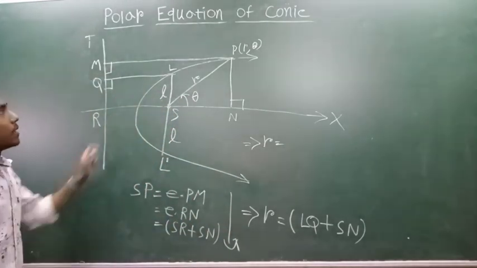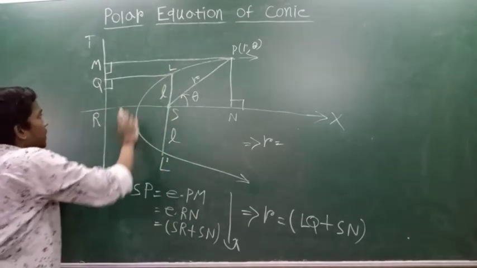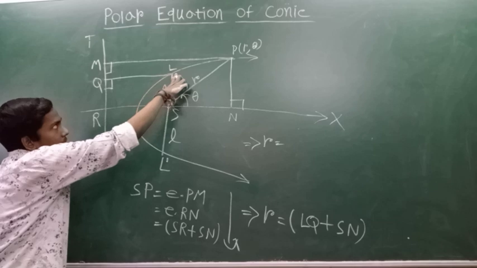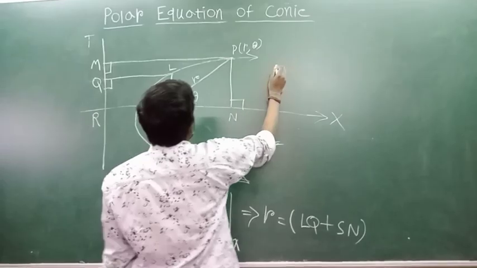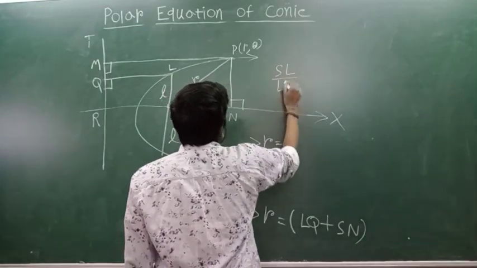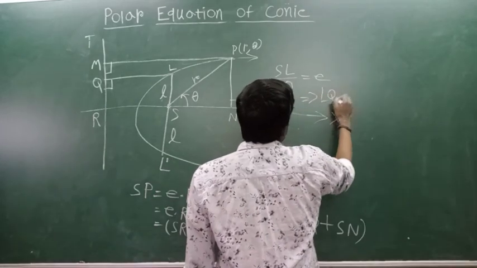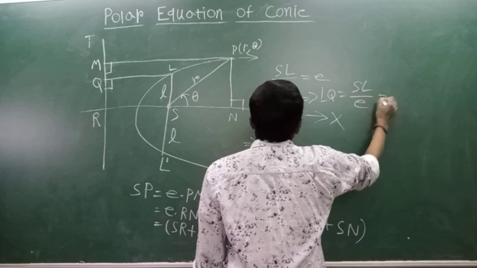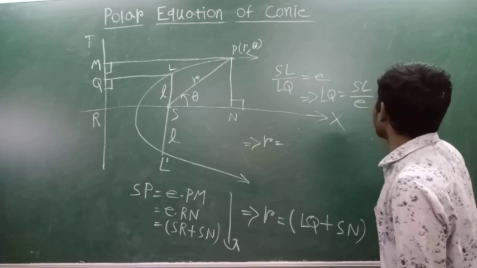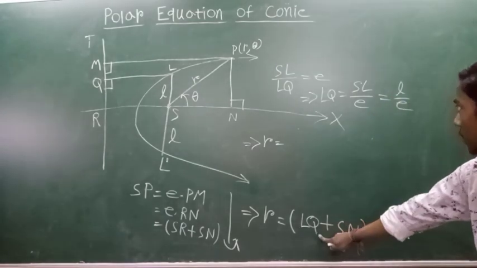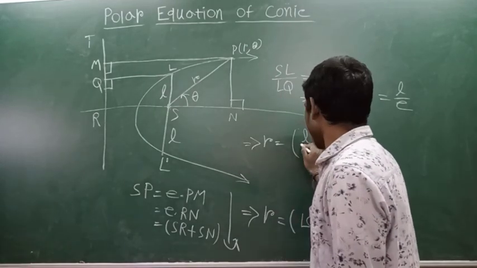Now LQ, if you observe carefully, L is a point on the conic. So we can say that this distance SL divided by this distance LQ is equal to the eccentricity of the conic. So SL divided by LQ is equal to e, which implies that LQ is equal to SL by e, and SL is the length of the semi-latus rectum. So this is equal to l by e. So here in place of LQ we can write l by e.